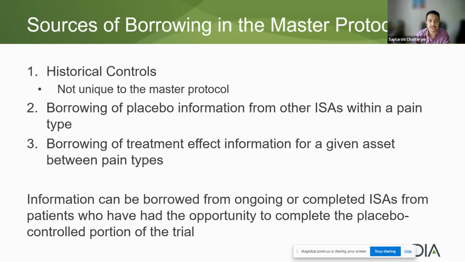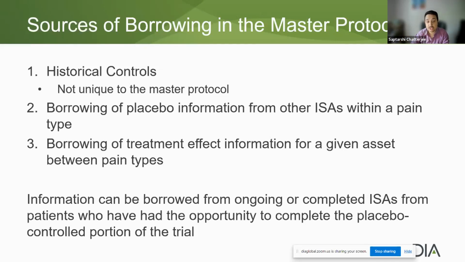But in addition to that, we also have two different sources, and one source was used heavily in our implementation so far, which is the borrowing of specific information from the other ISAs within a single pain type. So it's kind of like that umbrella or platform level framework that we have within a single indication that aids this specific information borrowing from the other ISAs.